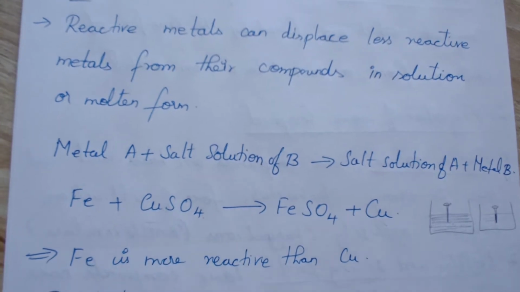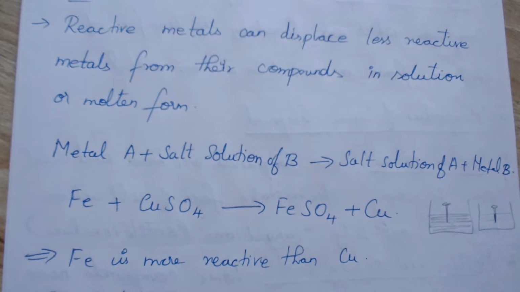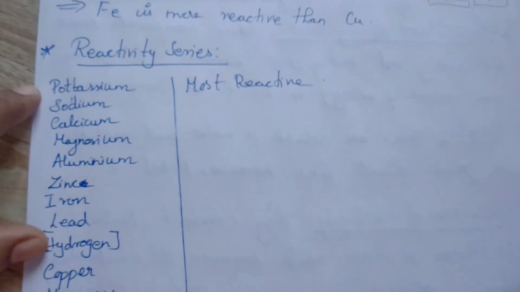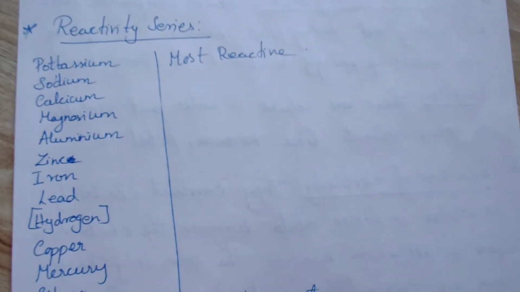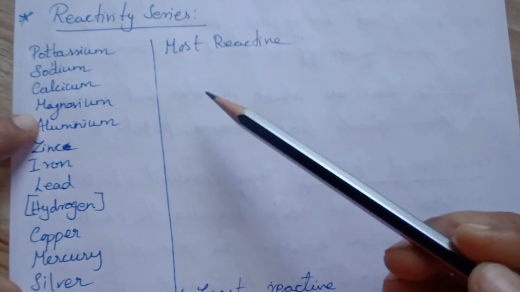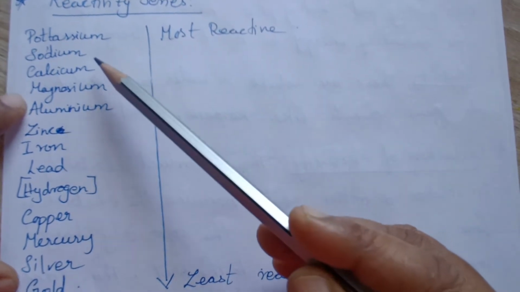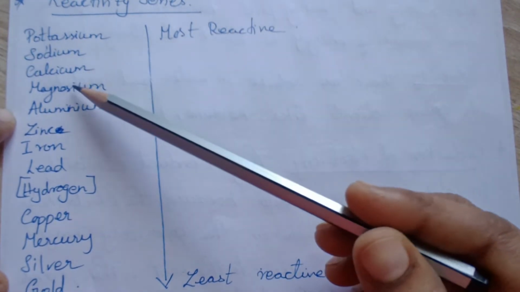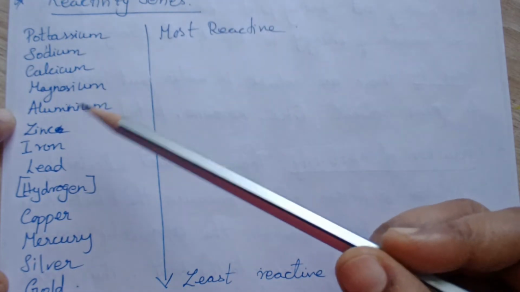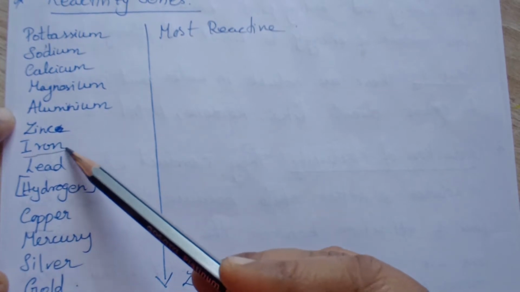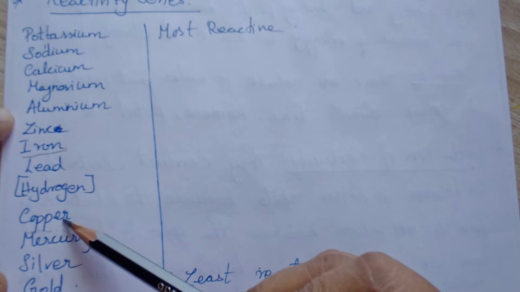So how will you find which is more reactive or not? Based on the displacement reactions conducted, some of the metals with their reactivity are given here. This is decreasing from top to bottom, and the most reactive metal is potassium. Next, sodium, the reactivity is reducing. This is most reactive and this is less reactive. And magnesium, aluminum, zinc, iron, we have done this experiment, right? Iron is present here, and copper is here. So that means iron is more reactive than copper. That's why this iron replaces copper from copper sulfate.